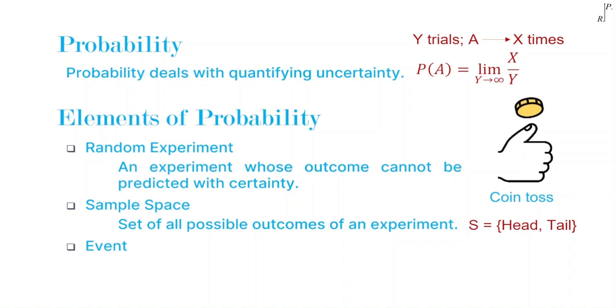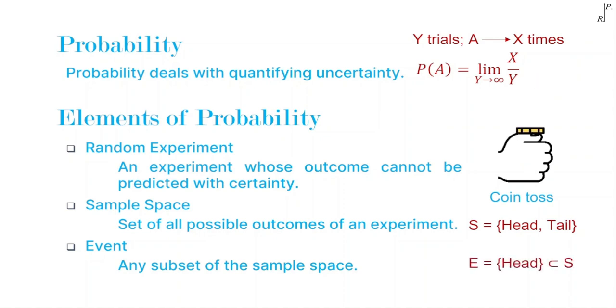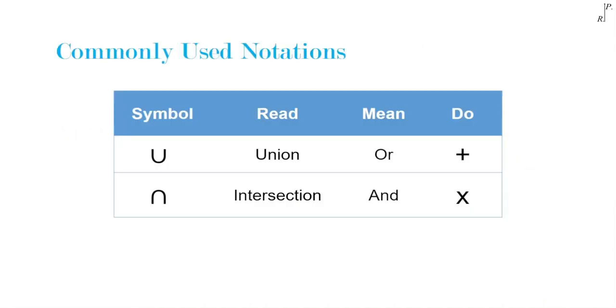Next one is an event. It is any subset of the sample space. For example, getting a head during a toss is an event which is a subset of the sample space, head and tail. Before we go any further, let us look at this table. Here, the symbol in first row is read as union and the second one is read as intersection. The union denotes or condition and requires addition, whereas the intersection denotes and condition and requires multiplication. These are common notations in probability theory.